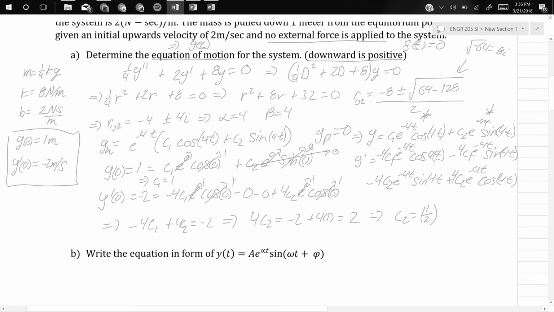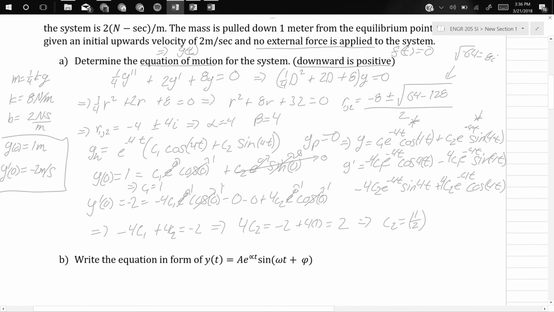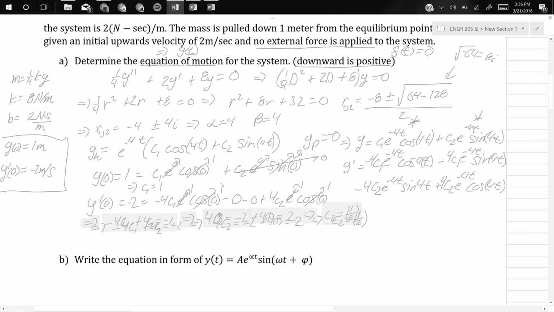So I guess this is a drawback from using y sub h, just because there's this algebra here, but either way, you still get to the same answer. I'm going to move this up, make it a little bit smaller, so I can write down my final motion equation.